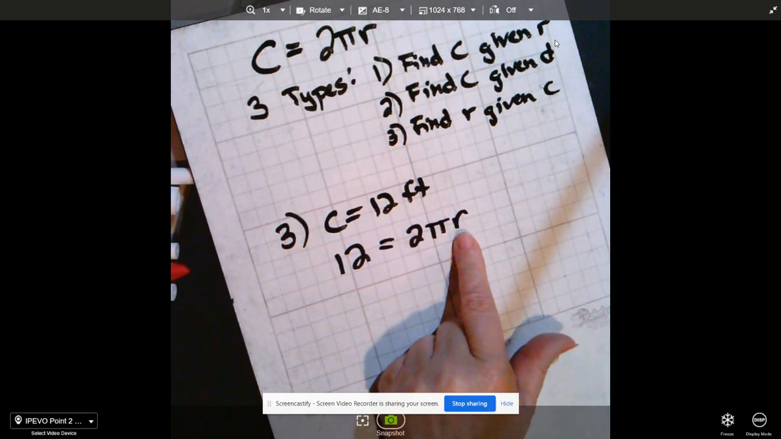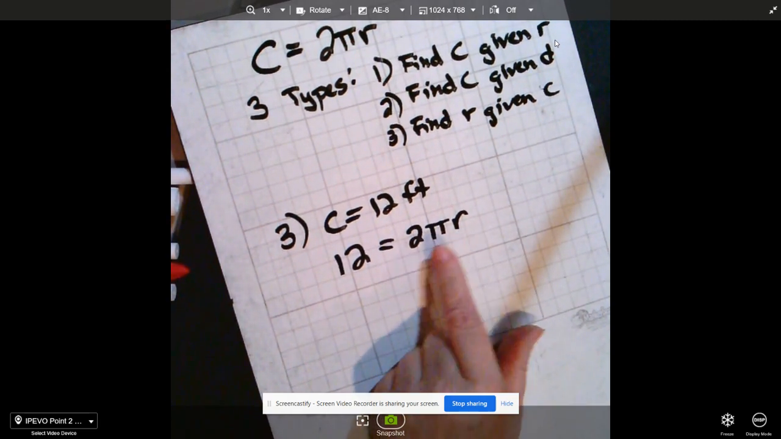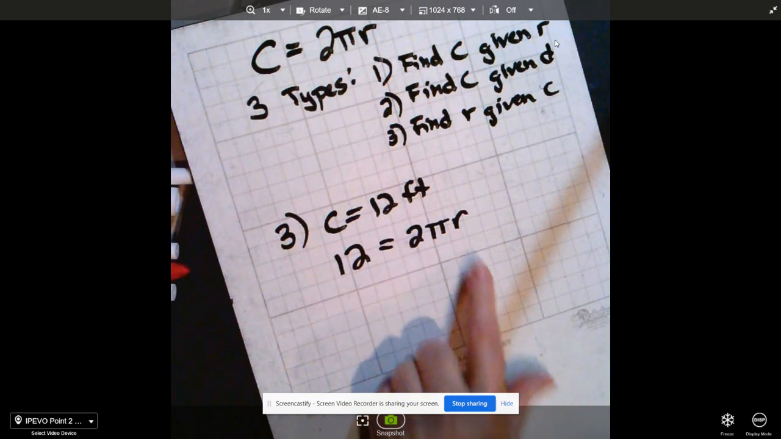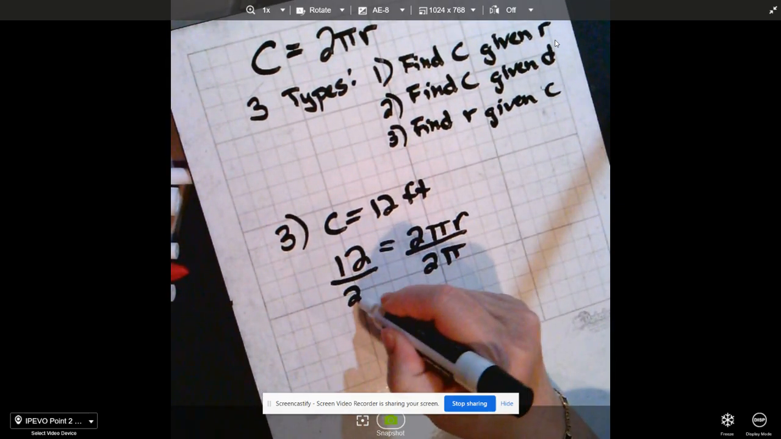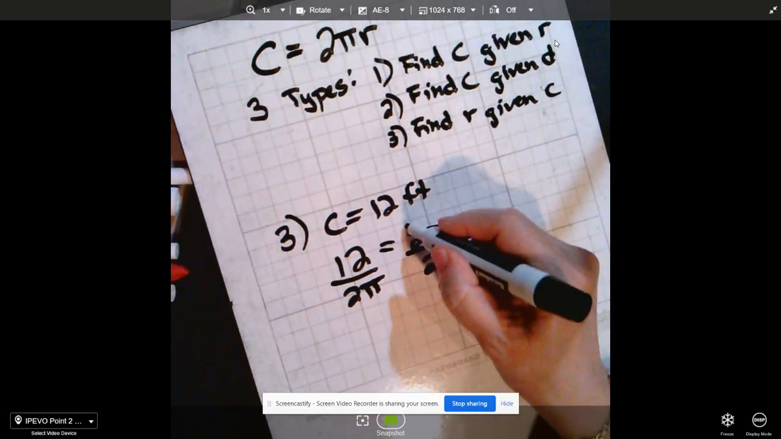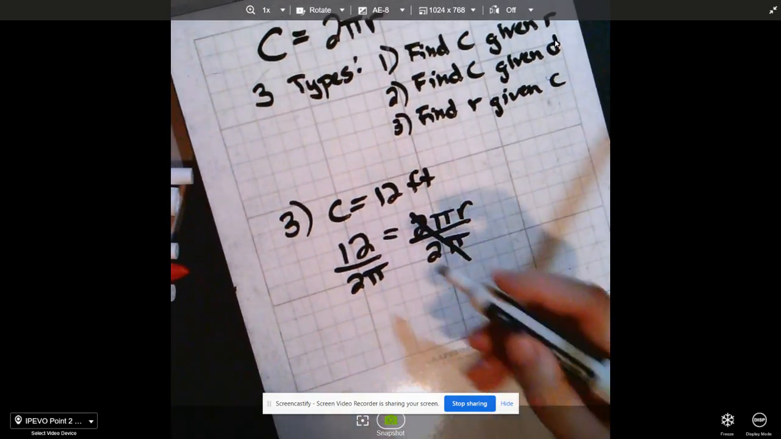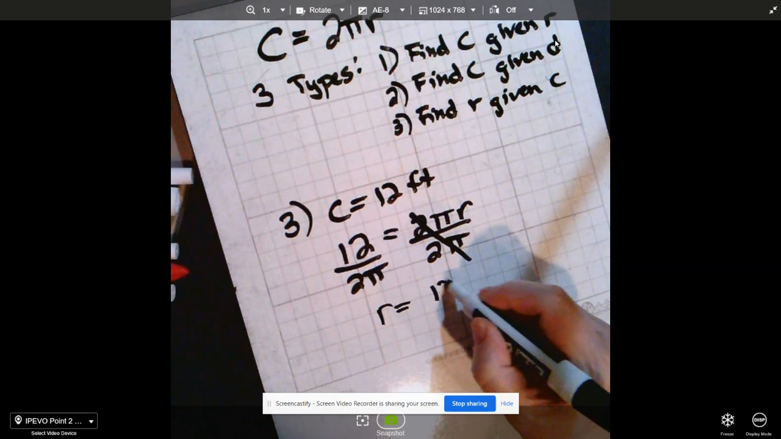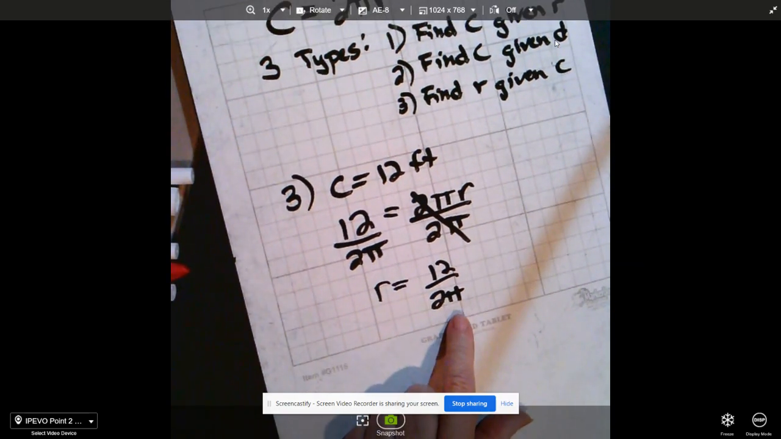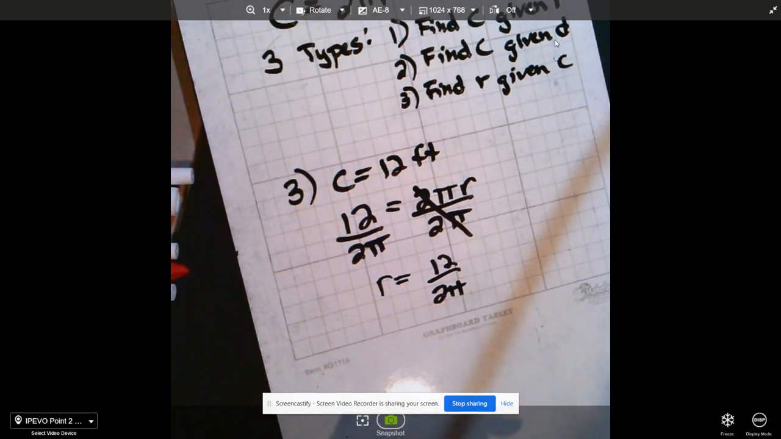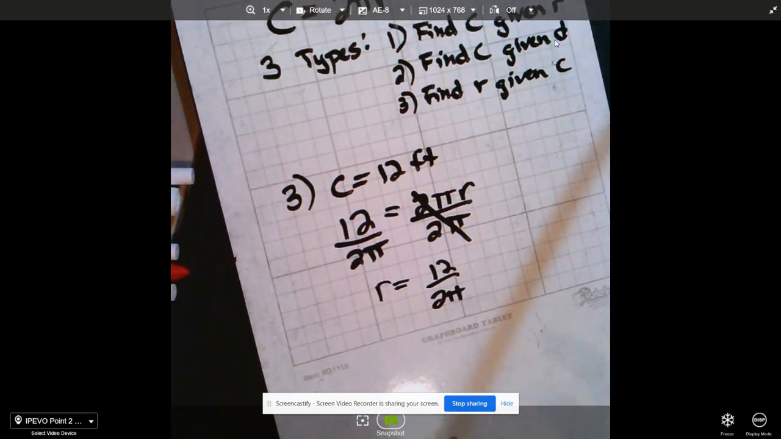Well, r is my variable. That's what I want to get alone. So I'm going to divide both sides by 2 pi. So now on this side, 2 pi cancels out, and I have the radius is 12 over 2 pi. Well, now, though, that's difficult to understand what that means. We don't have a feel for what 12 divided by 2 pi is.